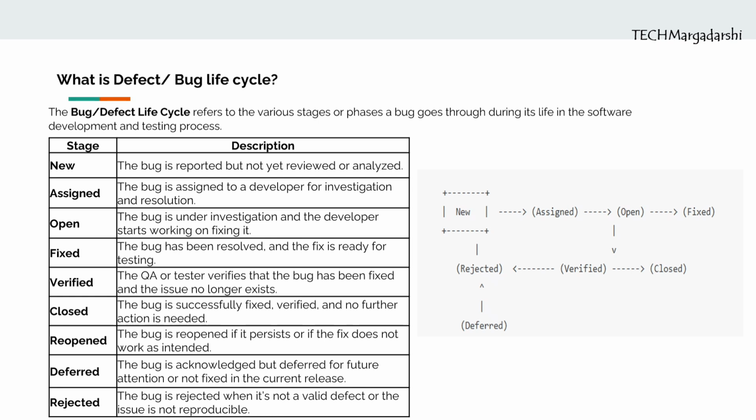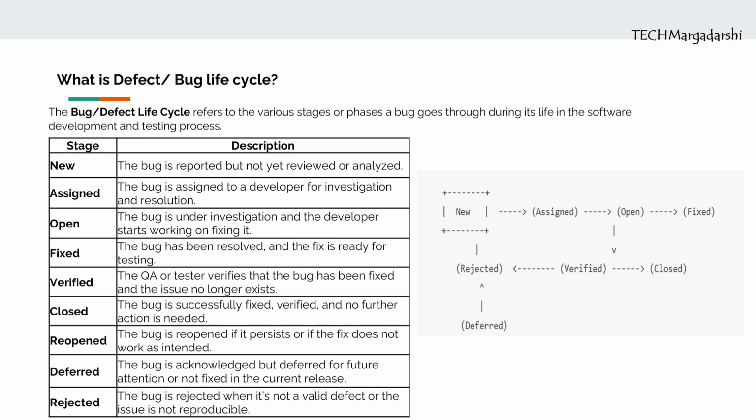Step 3, open. Once the developer accepts the bug, it moves to open status, meaning work has started to fix it. Step 4, fixed. After resolving the issue, the developer changes the status to fixed. The bug is now ready for testing. Step 5, verified. The QA or tester checks the fix. If the bug is no longer present, it is marked as verified.